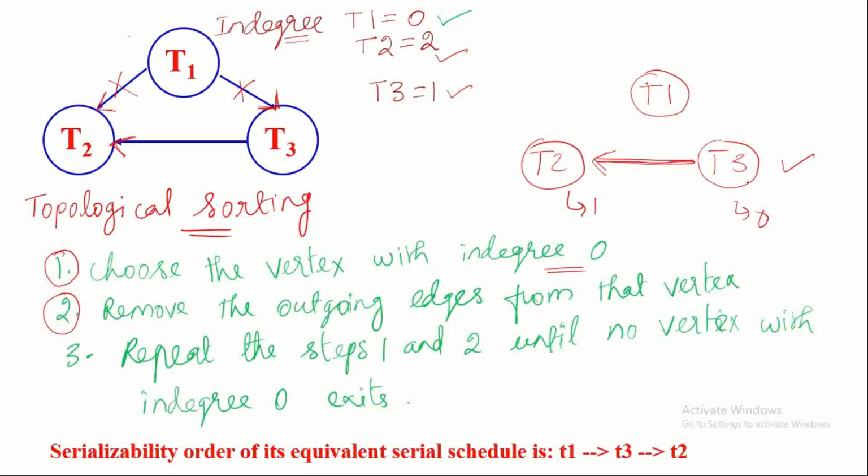So we choose this, and remove its outgoing edge. When we remove this, T3 also will be isolated. There won't be any in-degree. So first we got T1, followed by T3, determined as the vertex with in-degree 0. Later on we got T2. So this is the serializability order for the given non-serial schedule. The meaning of this is that if the given non-serial schedule is permitted to execute, it will produce a result equivalent to a serial order of these transactions.